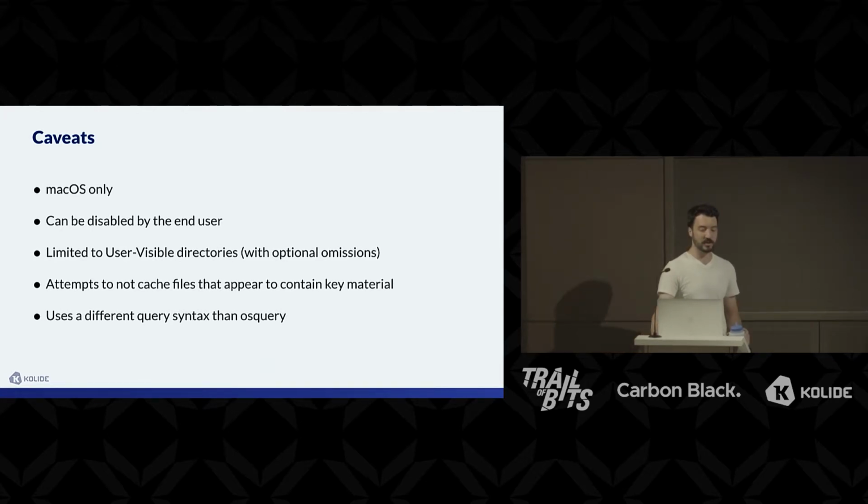It's also limited to user visible directories that the user can optionally extend with additional exclusions. It attempts not to cache files that appear to contain key material, so if you're trying to find SSH keys with this, it's not going to work very well, but PuTTY keys, for whatever reason, do work. And like I said, it uses a different query syntax, so you've got to get familiar with that.